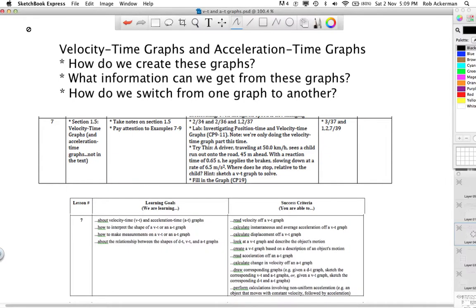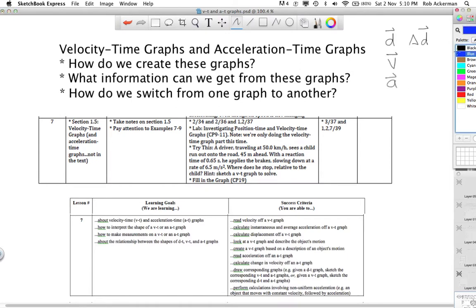Thanks for watching. Topic of today's video is velocity time graphs and acceleration time graphs. So far, if you just want to get an idea of where we're at in the kinematics unit, we've learned about position and what happens when the position changes. That is a displacement, a delta in position, a delta d. We've learned about average velocity and instantaneous velocity, and we've learned about acceleration.